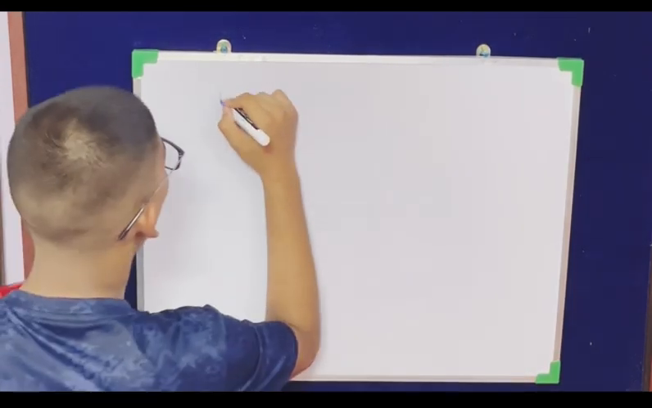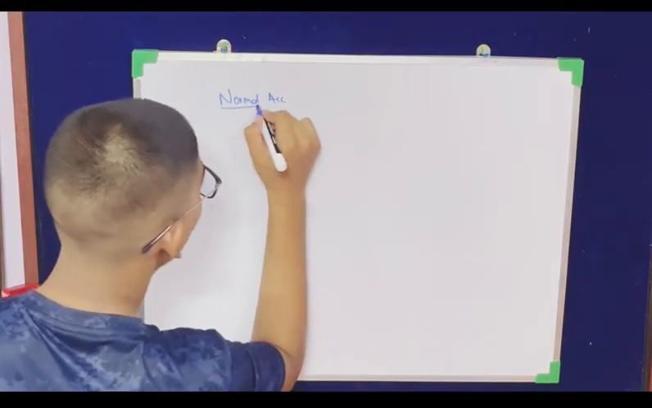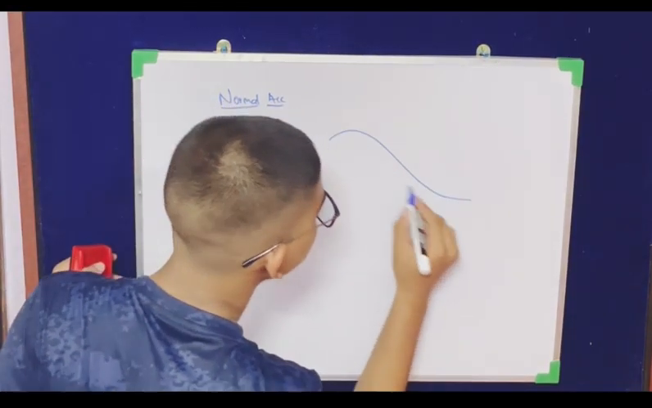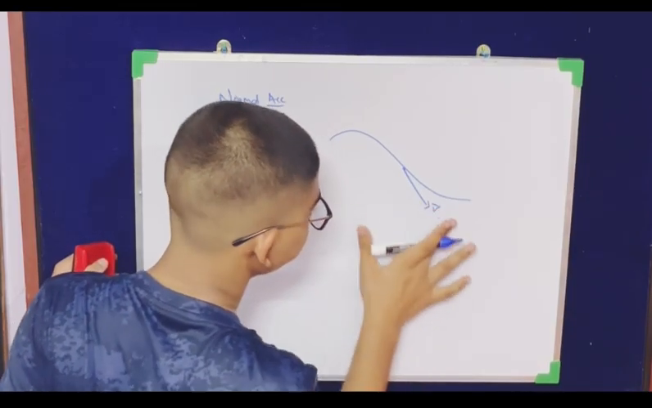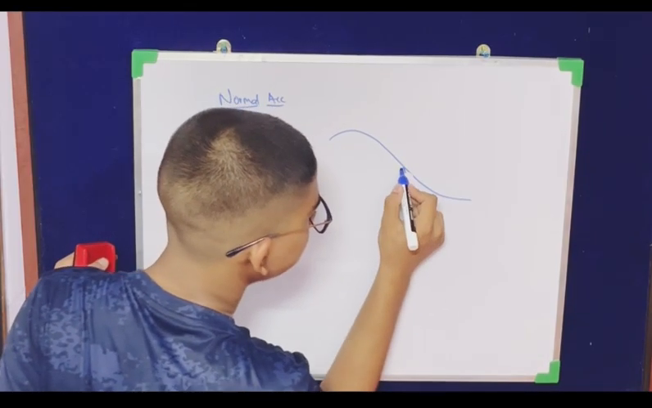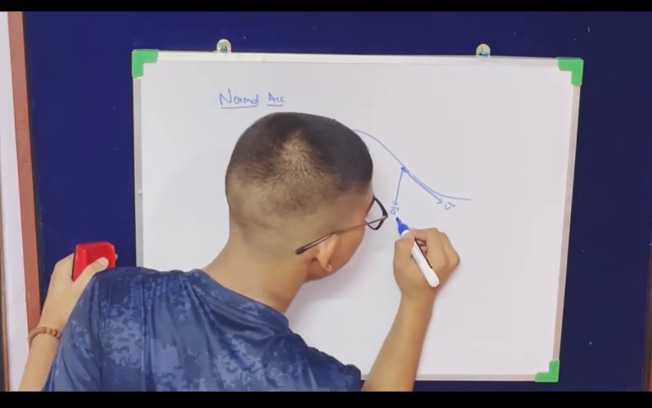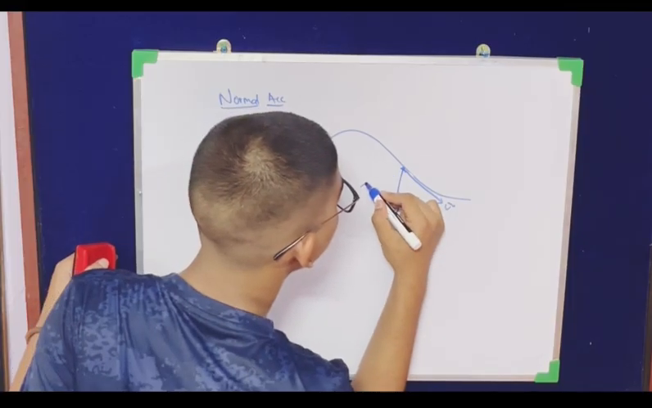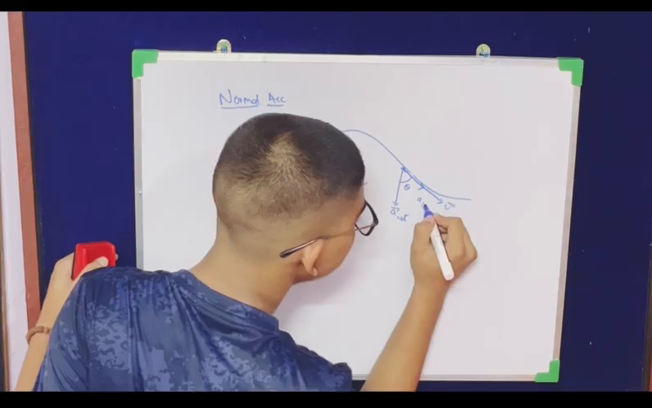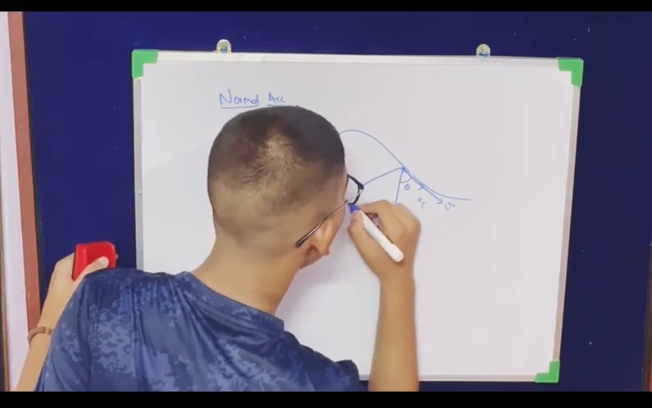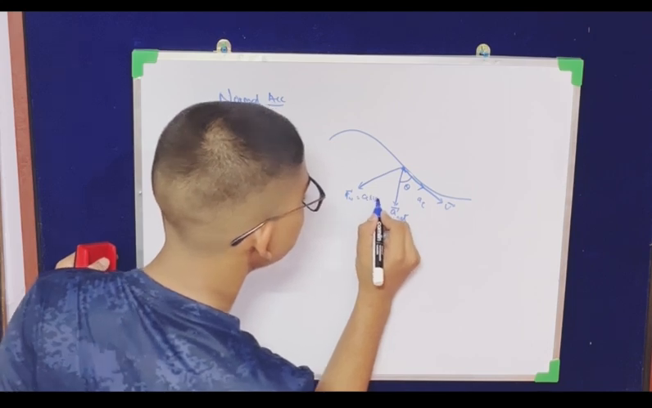So again, for normal acceleration, we will make the same diagram like this. Now what is normal acceleration? This is the velocity, this is the direction for velocity. Let's say this is the net acceleration, and if the angle is theta, then this will be the tangential acceleration and this will be the normal acceleration, which is equal to a sine theta.